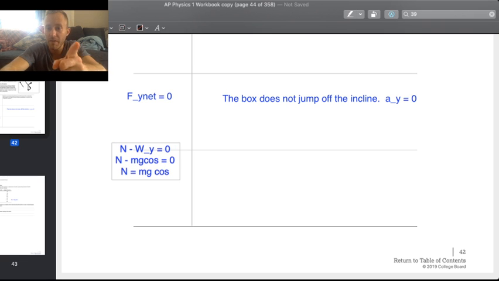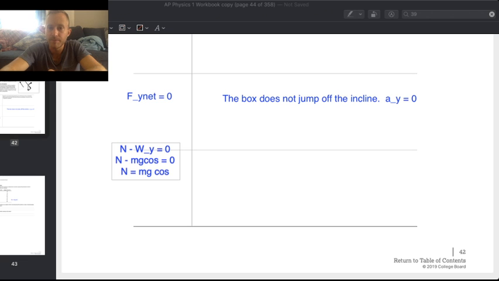Kudos to you if you caught that. I would tell the class, I would say raise your hand if you caught that, but I'll say comment in the live chat if you caught that it should have been cosine.